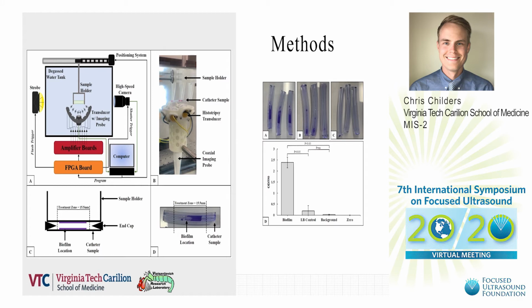biofilm. On the right, you will see a validation of the cultured biofilm within the lumen of our Tygon catheter model, along with the corresponding spectrophotometry data after solubilizing the crystal violet stain. We then treated this biofilm by treating a pre-designated 15.5 millimeter treatment zone with 200 pulses per step and a step size of 0.1 millimeters.